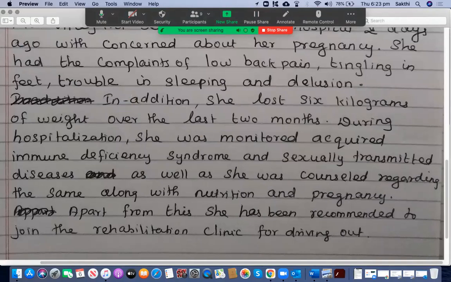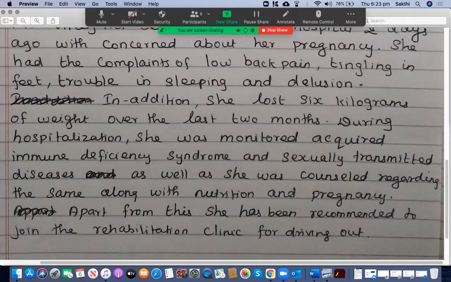She lost 6 kilograms of weight. She lost 6 kilograms of weight over the last 2 months. That's good. Put a full stop close to "months," don't put it between these two words. The same thing is applicable here as well for "delusion." After "delusion," don't put too much gap in between. It's not good. Similarly, this comma as well needs to go close to the previous word.